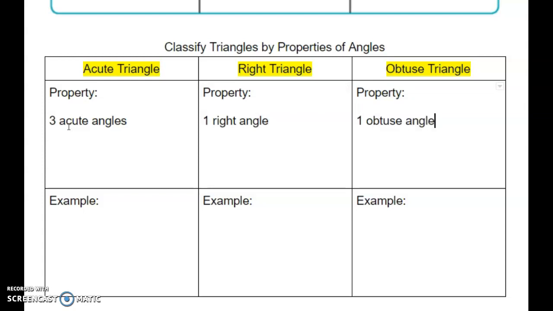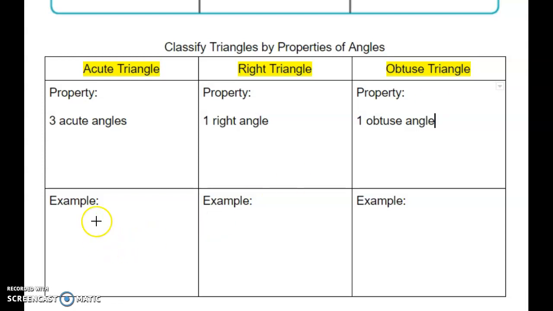Now, let's just talk quickly about why the right and obtuse triangles only have one of those types of angles. So remember, the three angles add up to 180. If we're talking about a right triangle, if 90 degrees of the 180 is taken up by that one right angle, that means that there's 90 degrees left among the two other angles. So those two other angles have to be acute. There's no way they could be right or obtuse. And so the same thing happens with our obtuse triangle. There just aren't enough degrees inside the triangle to have two obtuse angles, okay?